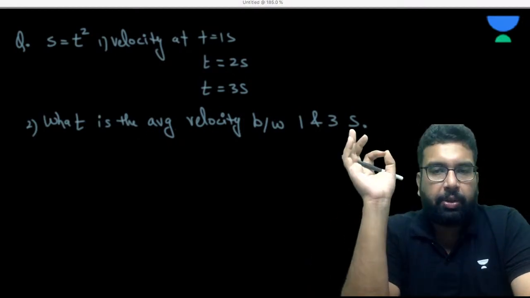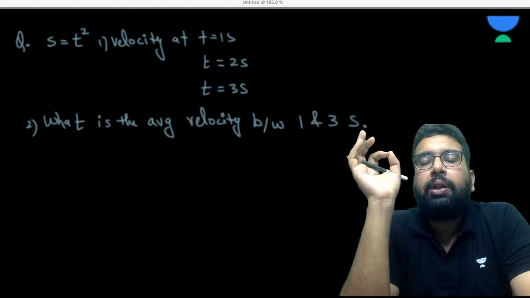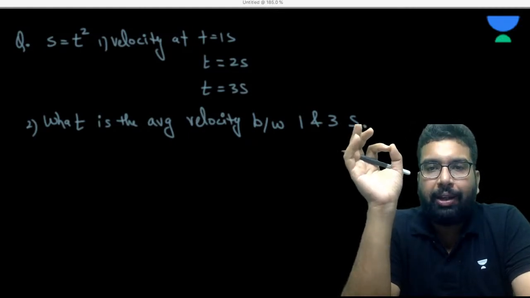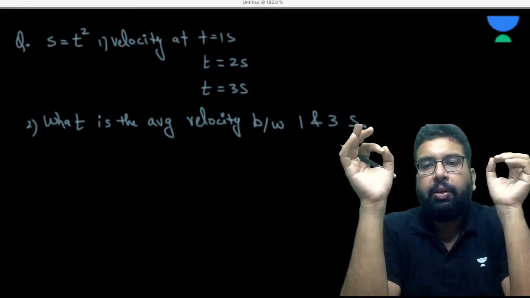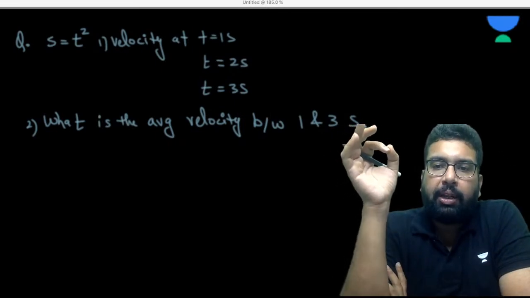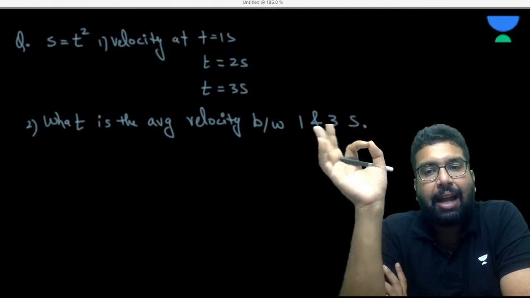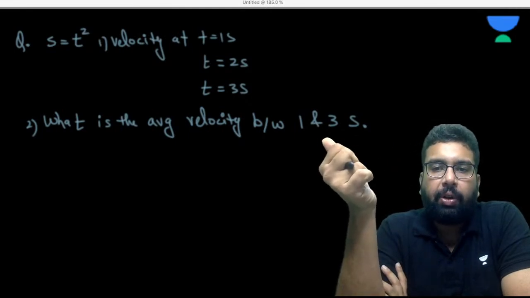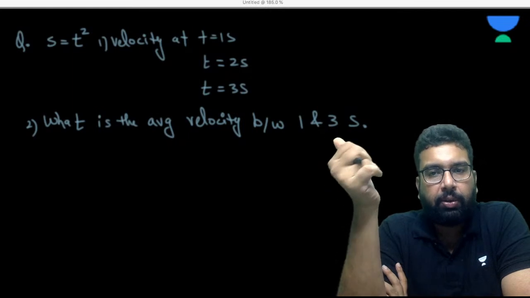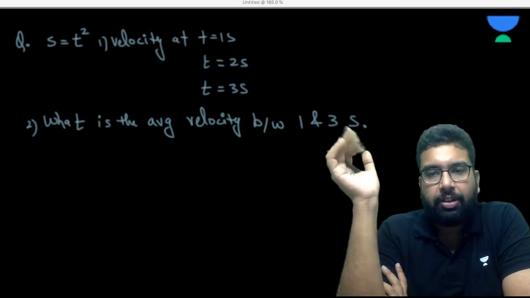Now, in the first part of this question, please try to observe. They are asking what is the velocity at some time point, that is 1 second, 2 seconds, 3 seconds. When they are asking at some point of time, basically you need to find the instantaneous velocity, that is the velocity at that instant of time. Whenever they ask the velocity at some instant of time, they are asking the instantaneous velocity. So you have to go for the way of differentiation.